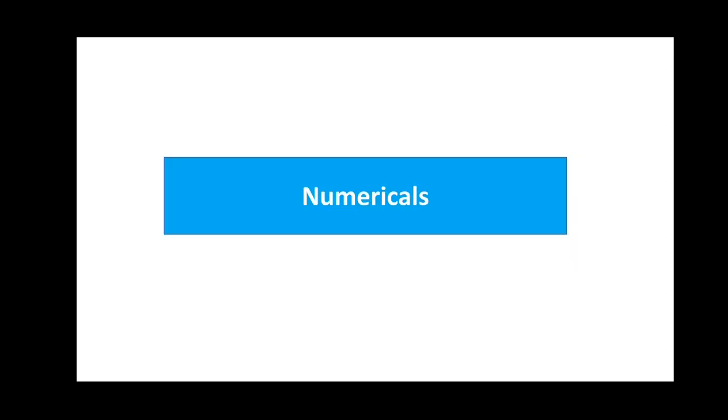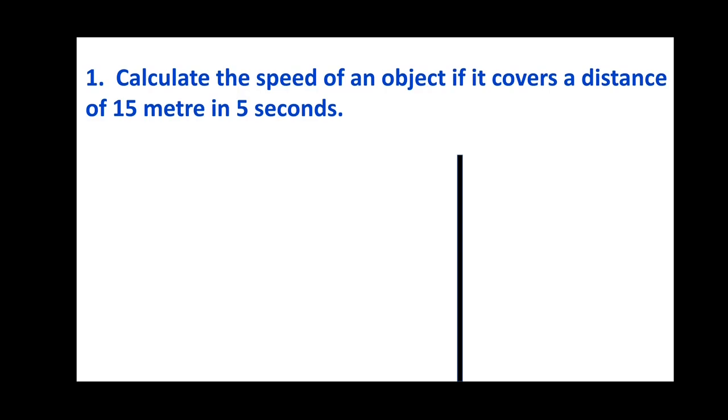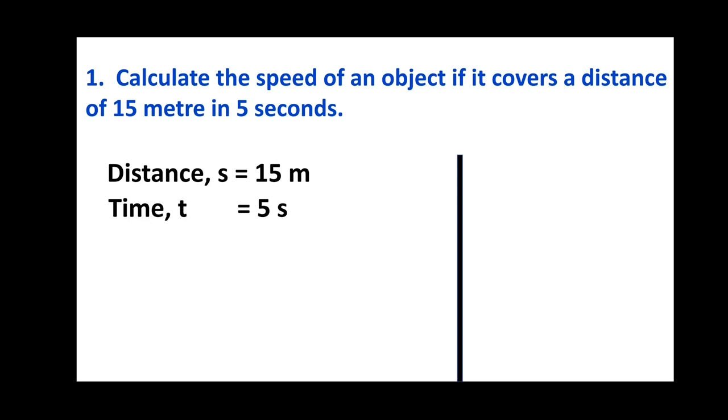So now let us solve some numericals based on speed. First question is, calculate the speed of an object if it covers a distance of 15 meters in 5 seconds. The question is asking us to find the speed, and the distance is given as 15 meter and the time is given as 5 seconds. Now we have to use the formula for finding speed. If you are remembering the formula, you can write it directly or else draw the SVT triangle in workspace.